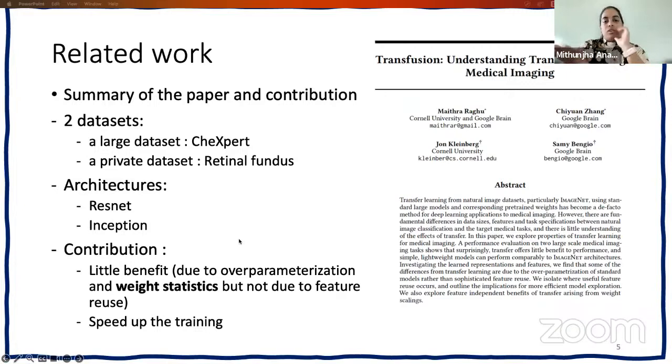So that paper only considers the isolated case and says that there is no feature reuse in transfer learning, but that the benefit is only due to over-parameterization and weight statistics. It also shows that it improves the speed of the training. That is the conclusion of this particular paper.